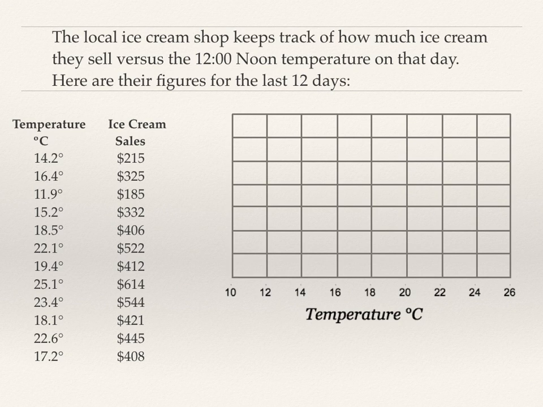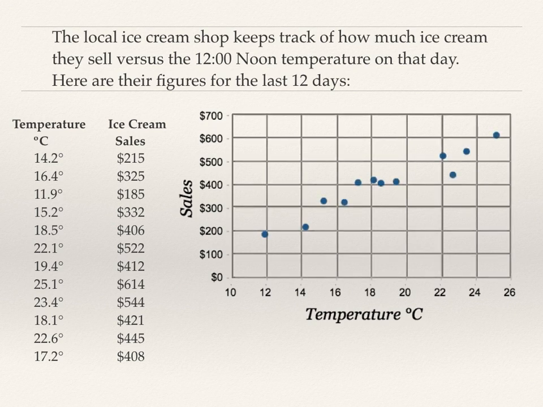Right now for sales, same thing. A convenient scale and interval, we can start at 0 and go all the way up to 700, counting by hundreds. And then we put the data points down. We go over to 14.2 degrees on the x-axis and up to 215 in the vertical direction. We go over to 16.4 and up to 325, and we can put all these dots here, and we can see that there is a linear positive trend to this data, and so we can sketch our line of best fit.